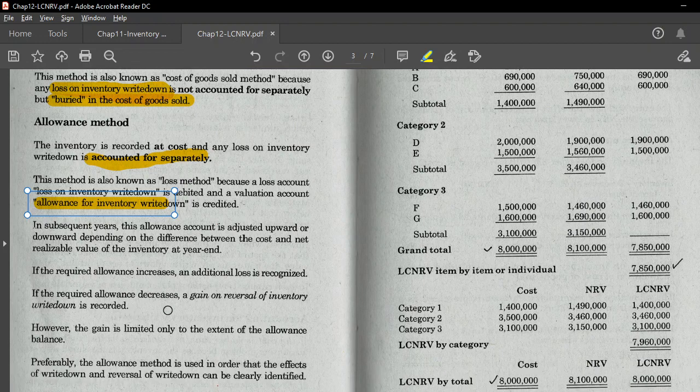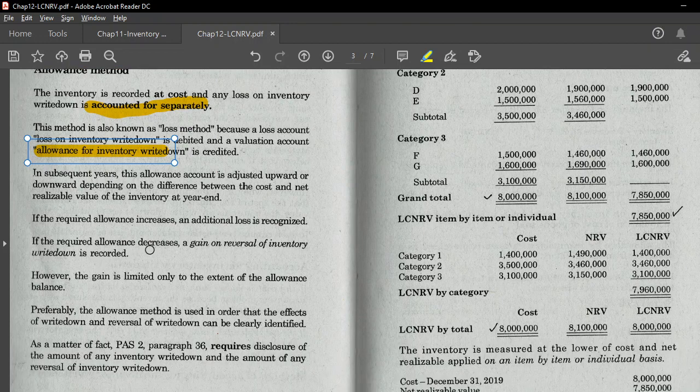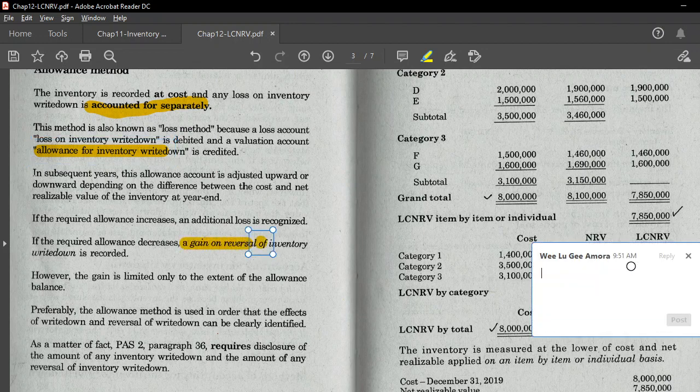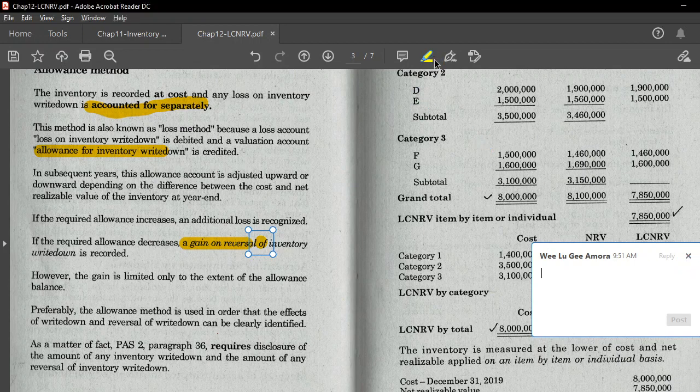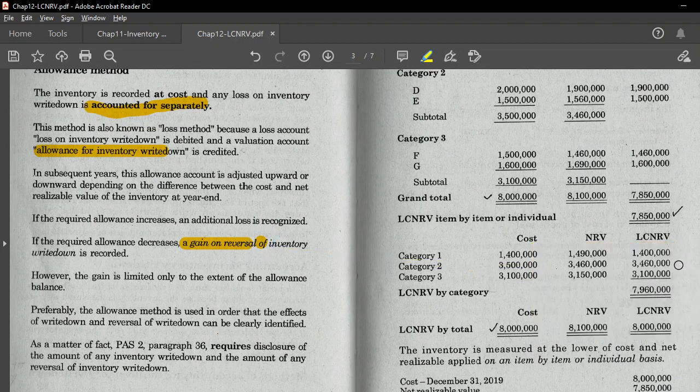So, if the required allowance increases, ayon, additional loss. If the required allowance decreases, ayon, may gain on reversal. So, gain on reversal, this is your hope na basig makabawi pa imong inventory. For example, balik ta din hiya sa ato ang marker, di ba? Ang ato ang write down ani niya is nahulog naman nga tag 20. So, what if the next year 30 di ba to yung cost?